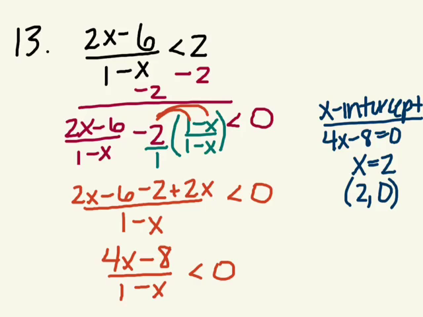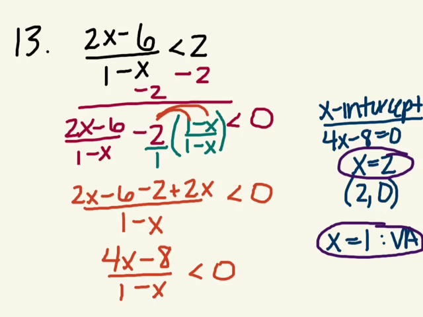And if we set our denominator equal to 0, we get x equals 1. And that's at our vertical asymptote. So that gives us our 2 places to look to see what the graph is doing: our 0 and our vertical asymptote.